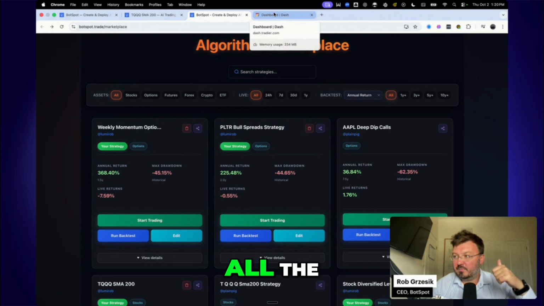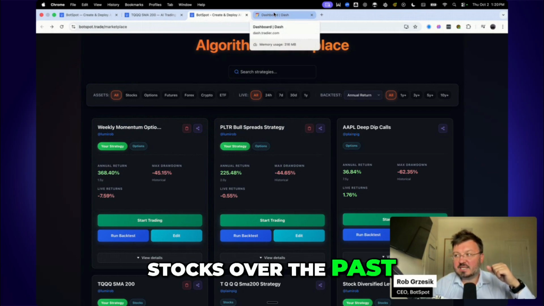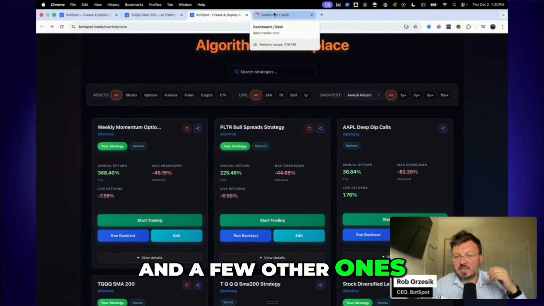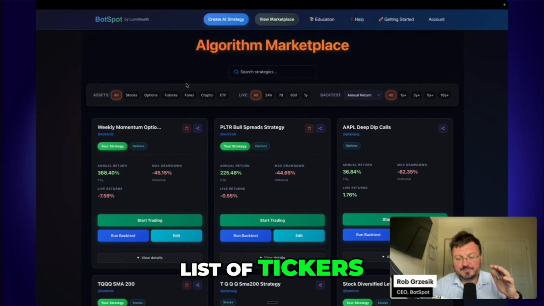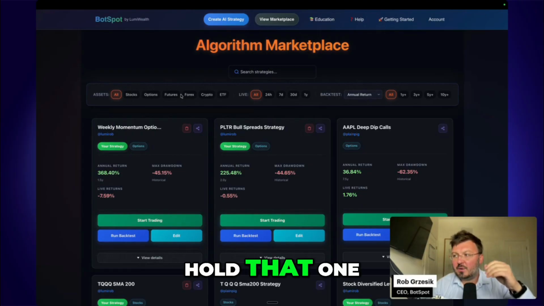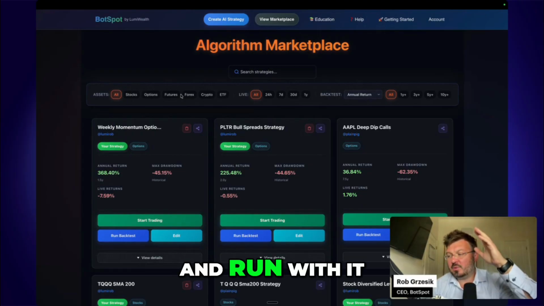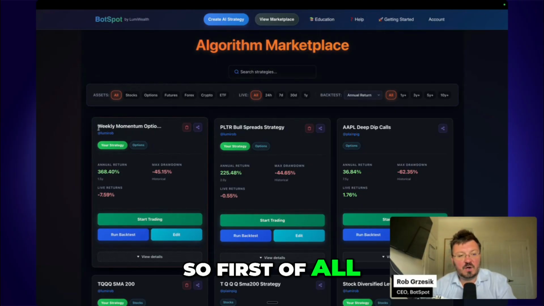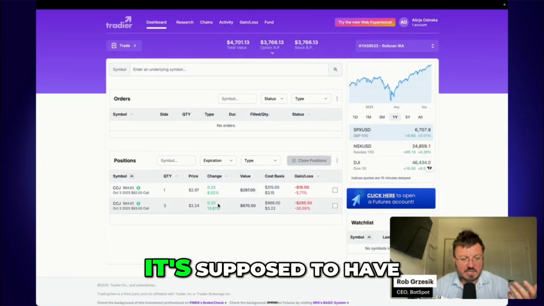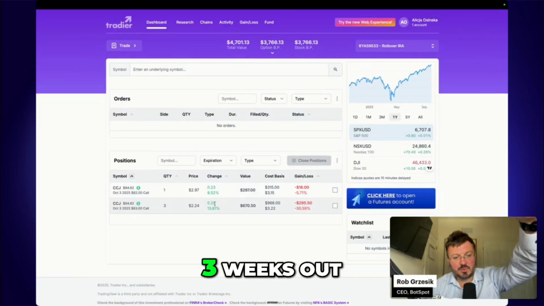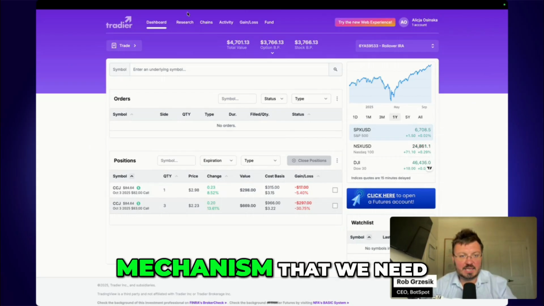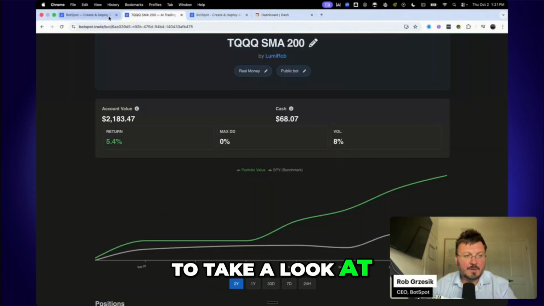The reason why was because we said, find the stock out of this group, which I think we gave it all the best performing stocks over the past year, like AppLovin, Robinhood, Palantir, and a few other ones. We gave it a list of tickers. We said whichever one's doing the best over the past 3 months, hold that one, buy options in it, and run with it for the next week. First of all, I think the problem is it's not sold out after a week. It's supposed to have bought something that expired 3 weeks out, held it for a week, and then sold it. I think there's something wrong with the selling mechanism that we need to take a look at.